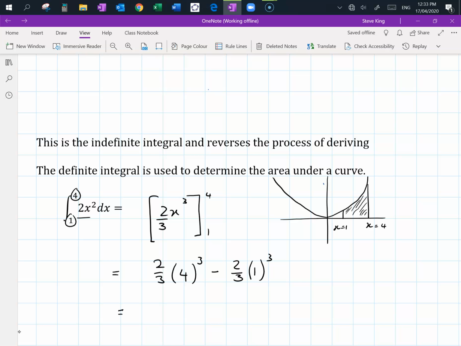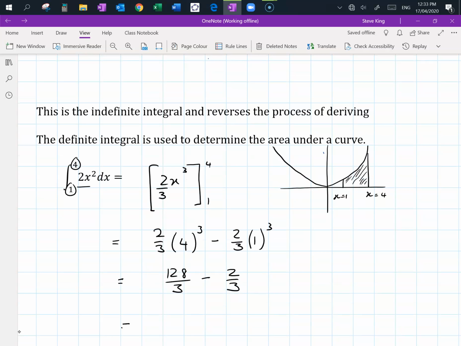And when we tidy all of that up, 4 cubed is 64. 64 times 2 is 128. So I've got 128 over 3 minus 2/3. And that will end up with 126 over 3. And I'm pretty sure that I can divide that. Let's just do a quick calculation. 126 divided by 3 gives me 42. And so that is the answer. The area underneath the curve would be 42 units squared.